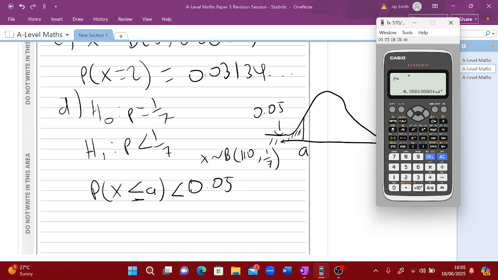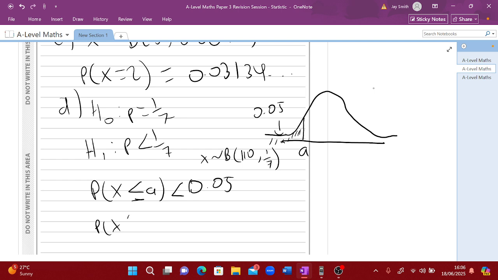Okay, that's 10 to the minus 7. That's going to be far too low. So let's consider 4. That's still far too low. What about 7? That'll be 0.007. So that's close though. So I'm going to say probability x less than or equal to 7 is equal to 0.07. No, 0.007. Sorry.